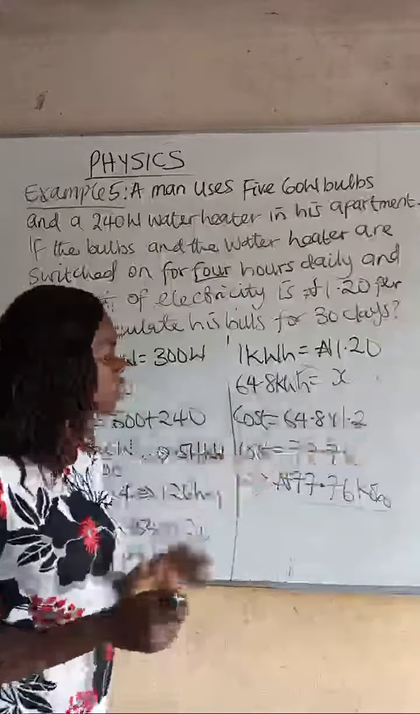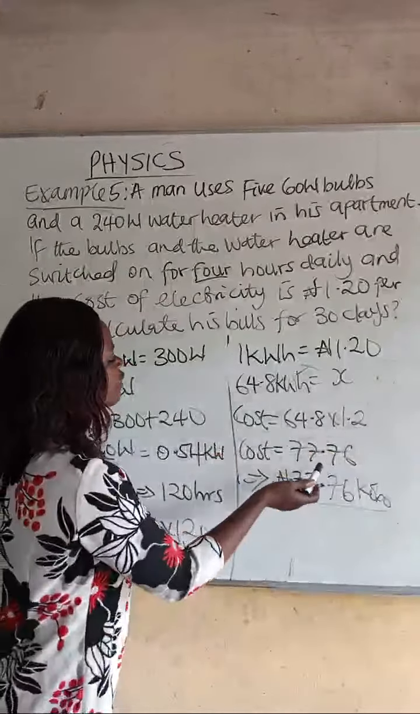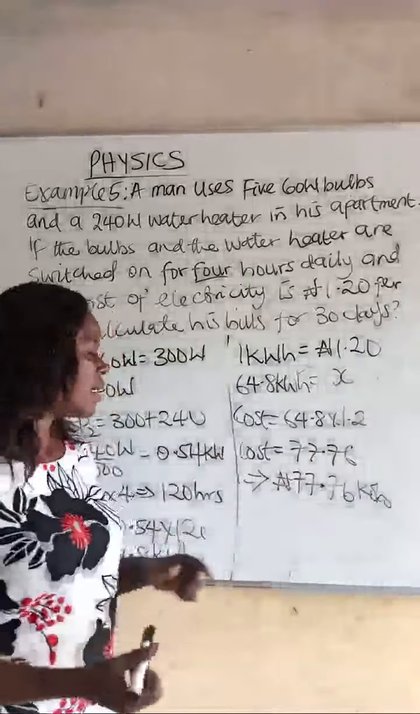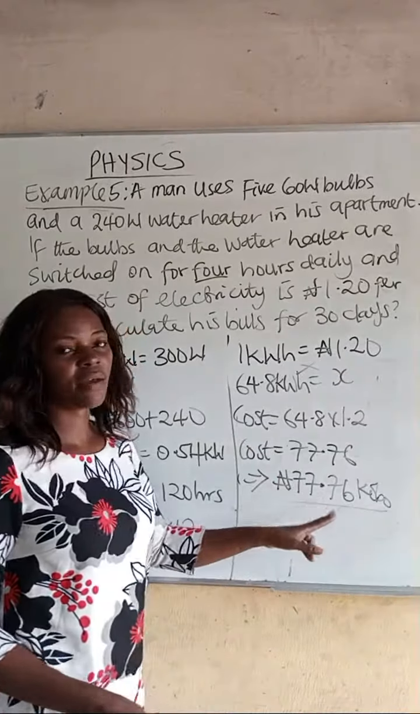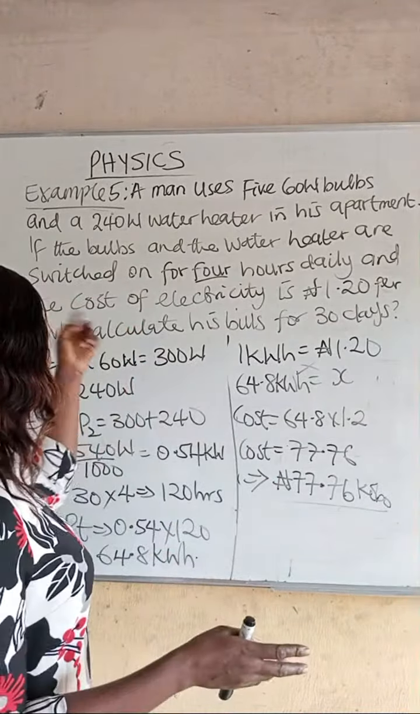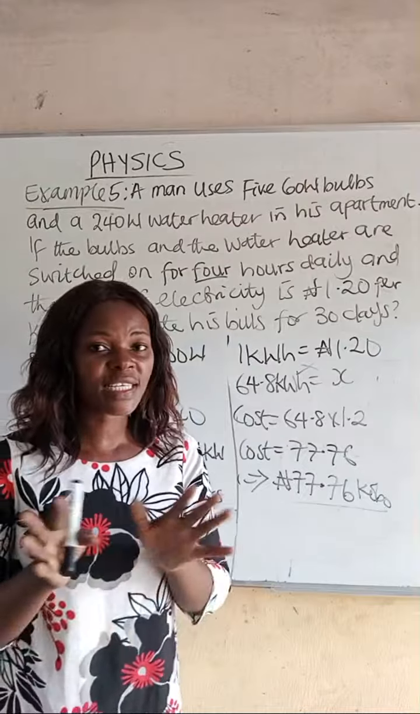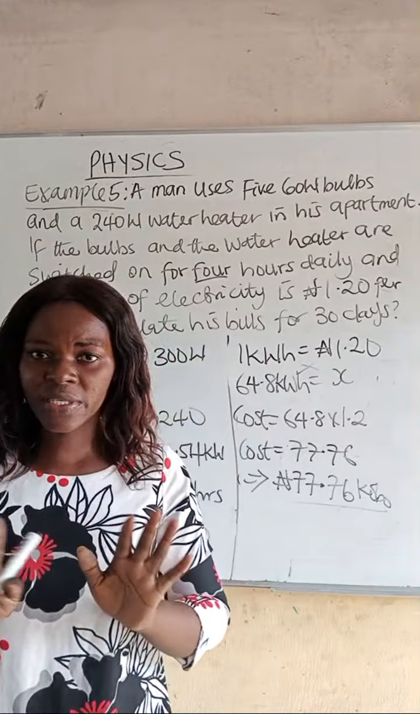So the cost is equal to 64.8 times 1.2. And I'm having 77.76, right? And my answer becomes 77 naira 76 kobo. So this is the man's bill for 30 days. I hope you understand this clearly now.